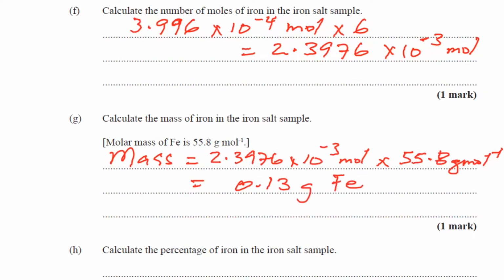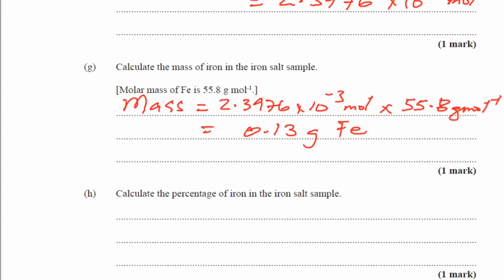Now, they want us in part H to calculate the percentage of iron in the iron sample. And if you recall, you can always rewind to see the mass of the iron salt that was used. The mass of the iron salt that was used was 0.500 grams.